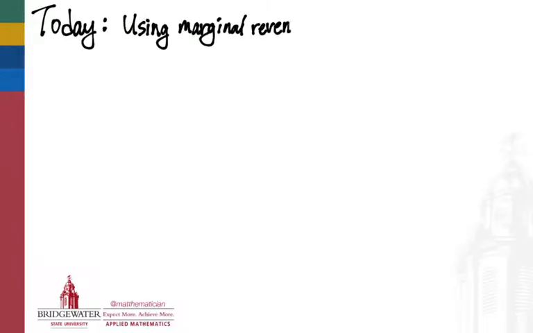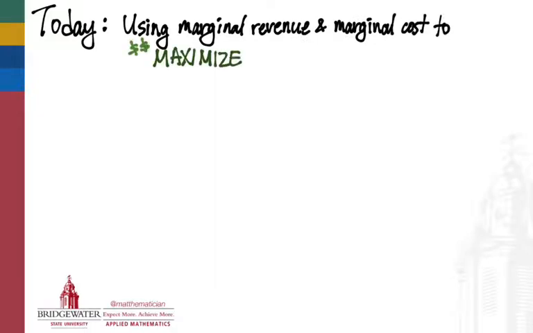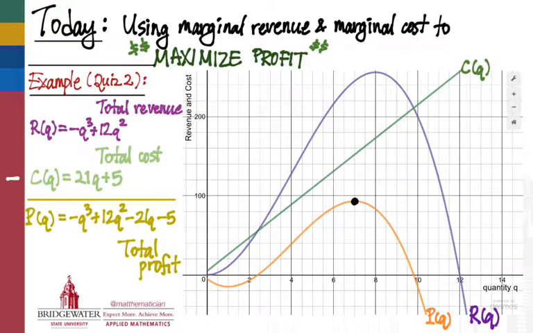So today, with your teams, your goal is to use the marginal revenue and marginal cost functions to maximize your profit. If we were to plot the profit function itself on the same axes as my revenue in purple and my cost in green, here's my profit function in orange, and I'm going to maximize profit at the place which is the maximum point of my profit function. That would be right here on my graph. So my question is, what's happening at that point?